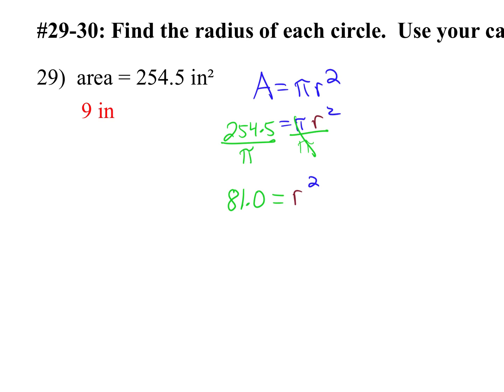All right, now r is still not by itself. What does it have on it that we need to move? That's square root. Well, it has a squared, so we're going to square root it, right? And whatever you do on one side, you have to do on the other, so we're going to square root it. So r is equal to how much? Just 9.